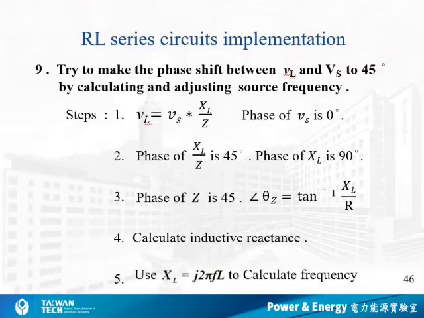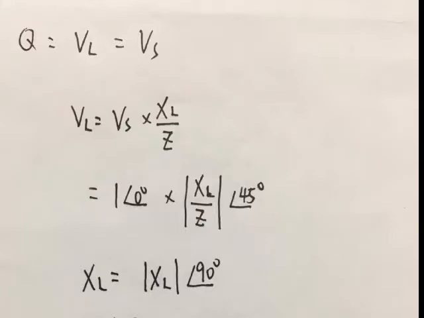Try to make the phase shift between VL and Vs 45 degrees by calculating and adjusting the source frequency. First, use the equation of voltage across the inductor. The definition of the phase of the source voltage is 0. Second, we know that the phase of inductive reactance over Z equals 45 degrees, as the question requires. The definition of the phase of inductive reactance is 90 degrees. Here is the step.